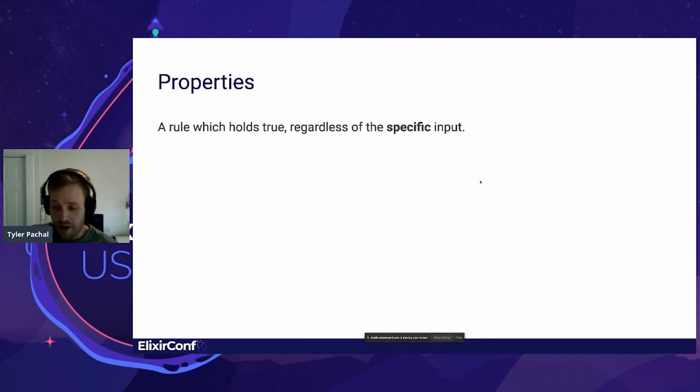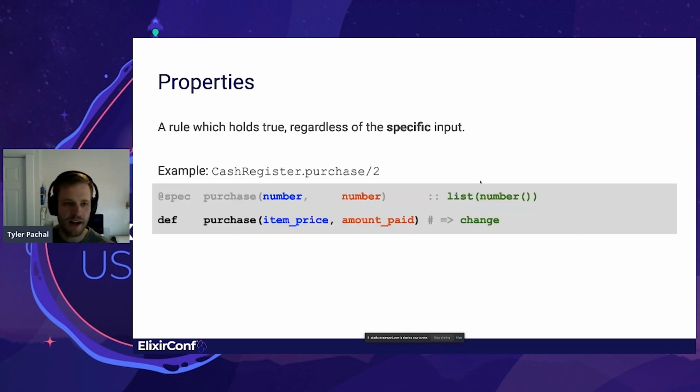So what is a property, you might be asking. Maybe some of you have done a little bit of this before. You've heard of property-based testing, but a property is a rule that holds true regardless of the specific input. In example-based tests, we tested with specific input and checked for specific output. Properties are a little bit different than that.